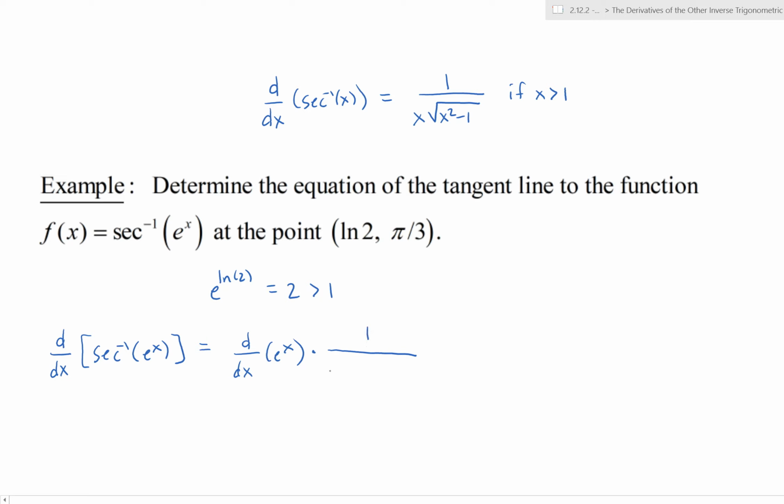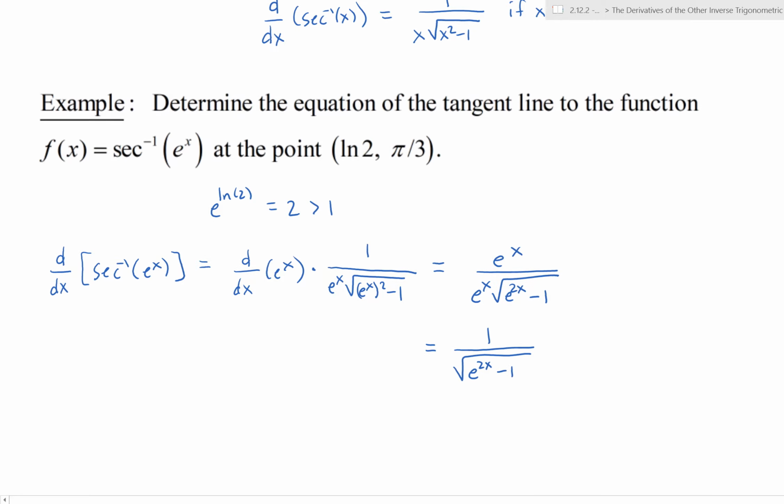So we get 1 over e to the x times the square root of e to the x quantity squared minus 1. And then when I differentiate e to the x, of course, I get e to the x, all over e to the x times the square root of e to the 2x minus 1. The e to the x's cancel. I get 1 divided by the square root of e to the 2x minus 1.